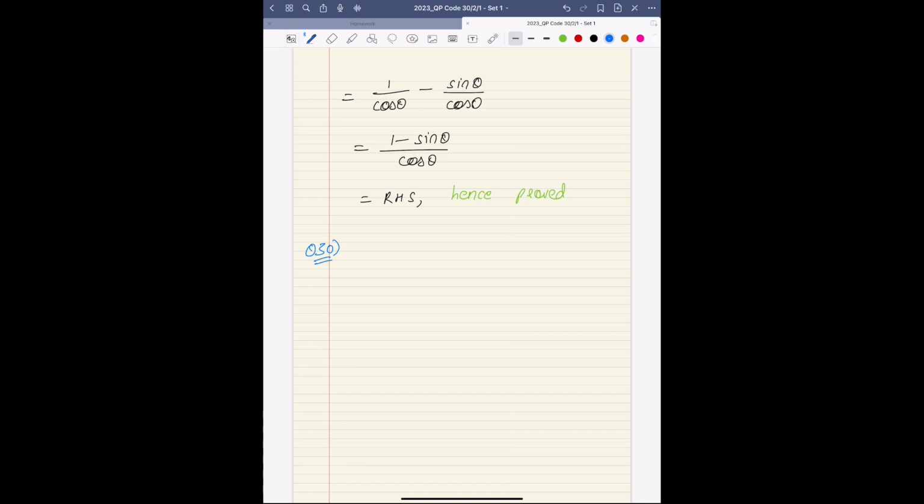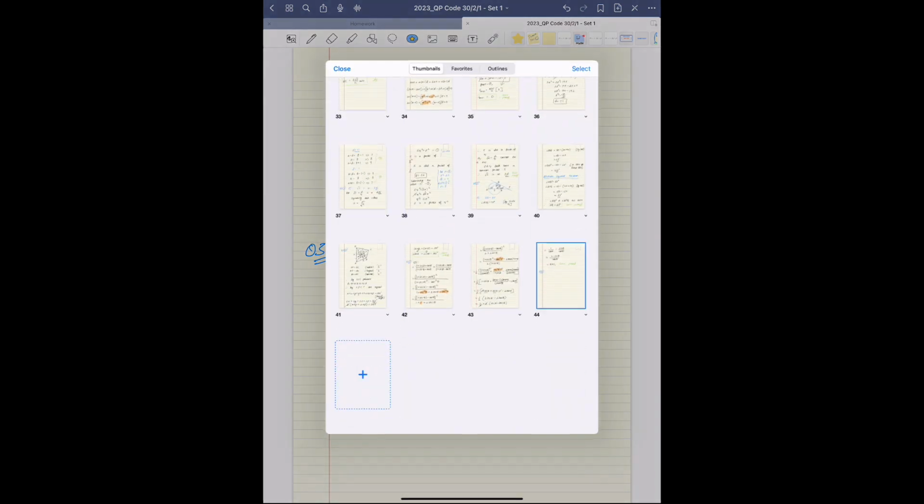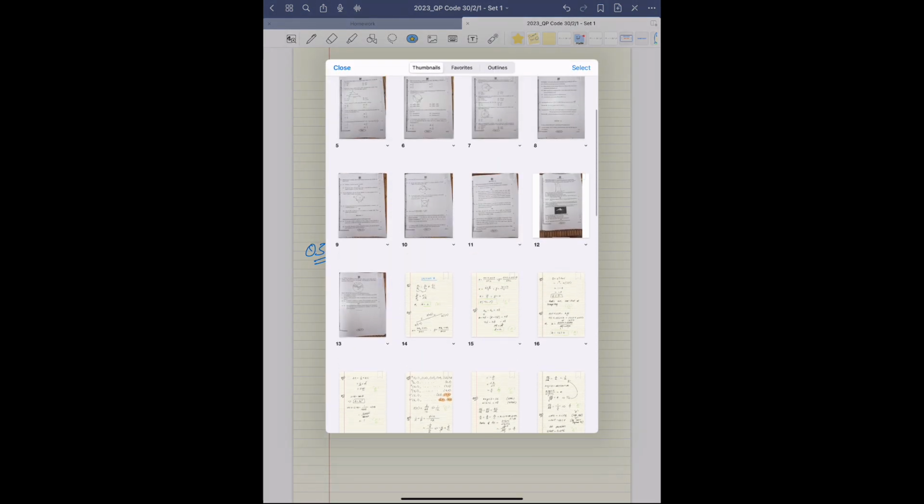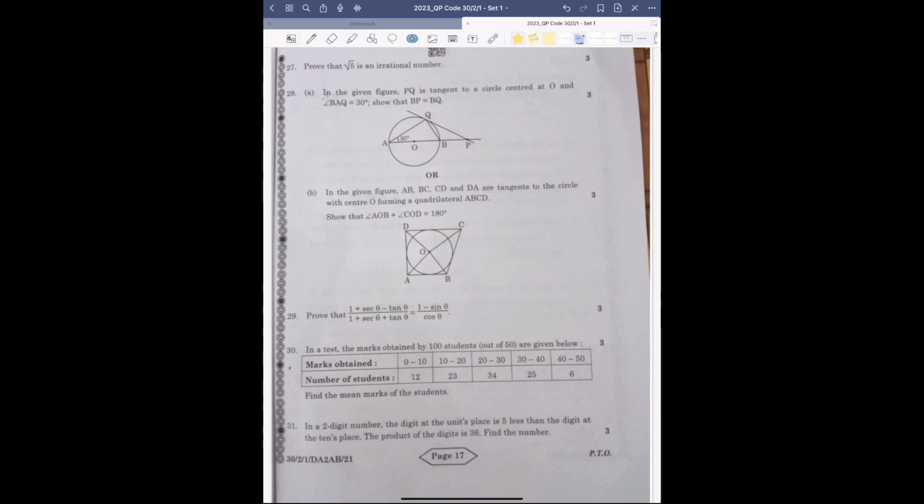Okay, let's start with question number 30. This is a relatively easier question. You simply have to find the mean, and the class interval is continuous, so we don't have to worry about discontinuous tables. It says in a test, the marks obtained by 100 students out of 50. Marks obtained: 12 students scored between 0 to 10, 23 students scored between 10 to 20. These are 100 students, right? And marks are given out of 50. Find the mean marks of the students.